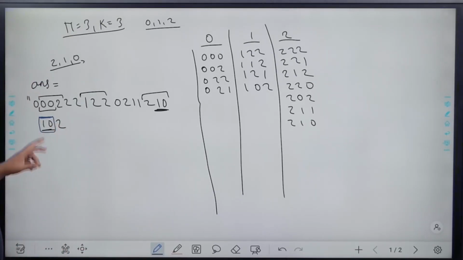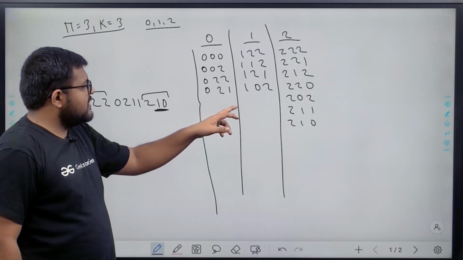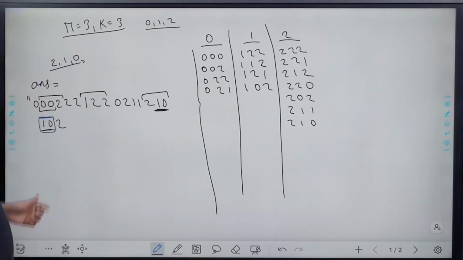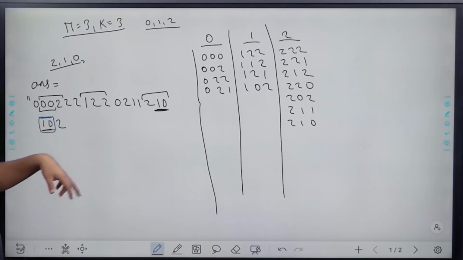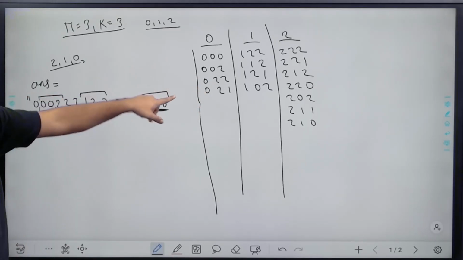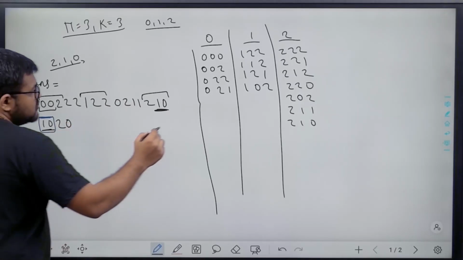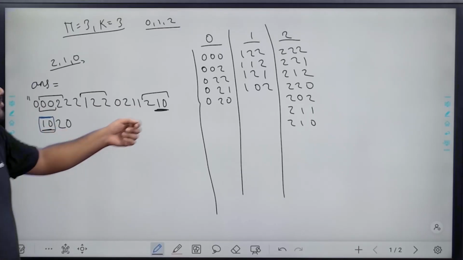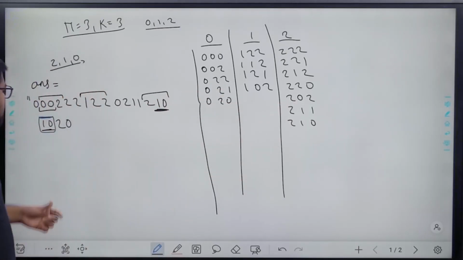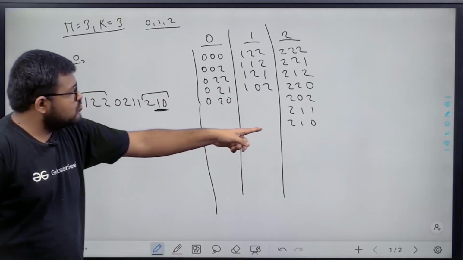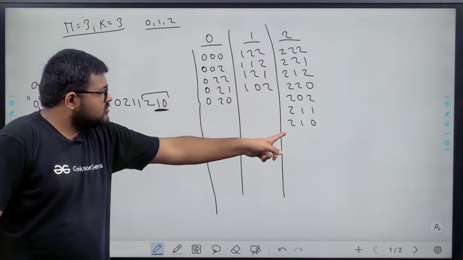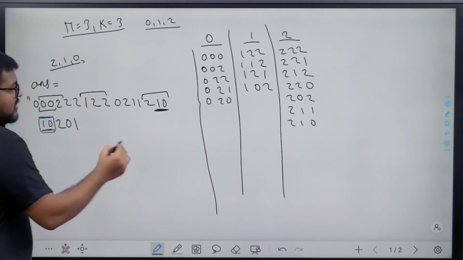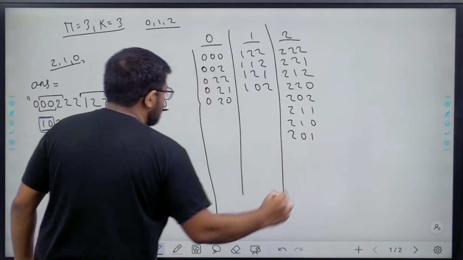Now I will try to add 2. So I will get 0, 2, 2 as 3 length substring, but 0, 2, 2 has already occurred. I will try to add 1. So 0, 2, 1. 0, 2, 1 has also occurred. I will try to add 0. So 0, 2, 0. 0, 2, 0 has not occurred. So it will be 0, 2, 0. Again I will try to add 2. So 2, 0, 2. 2, 0, 2 has occurred. 2, 0, 1. 2, 0, 1 has not occurred. I will add 1 here and I will get 2, 0, 1.